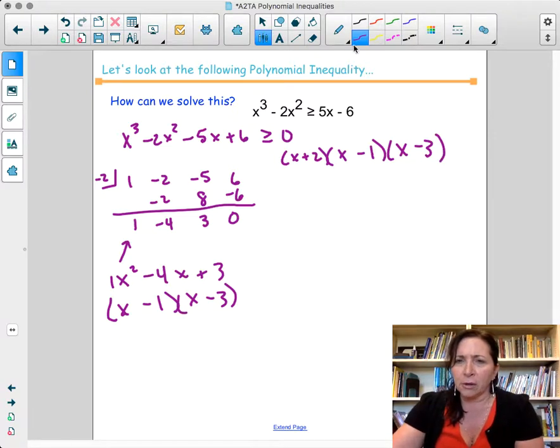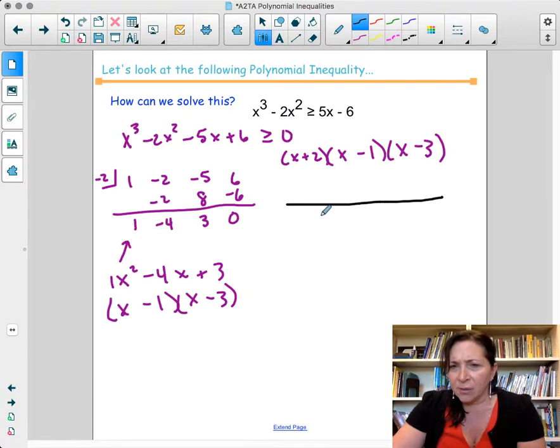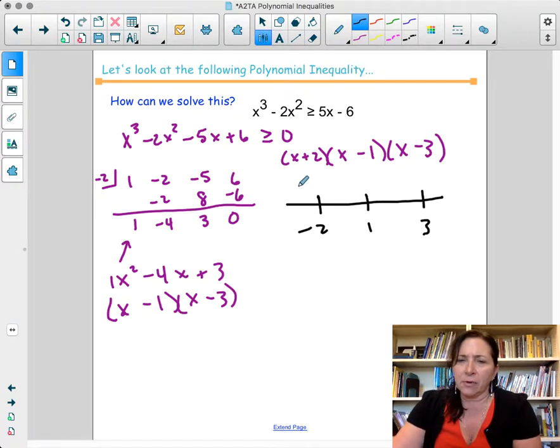So we're going to draw our line, and we're going to do our sign pattern testing. So we have -2, we have +1, and we have +3. So you're going to ask yourself, okay, pick a number that you want to test. The number that I want to test is 0, of course. So 0's here, and I'm going to plug that into my equation.